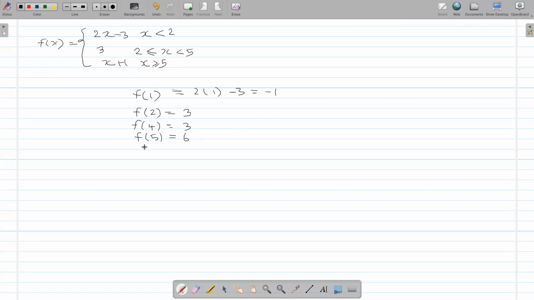Then if I do f of 6, I have to use this bigger one. 6 plus 1 is 7, no? Because I'm using this piece for 6. Any questions? Okay, good. So we'll go for the next one.